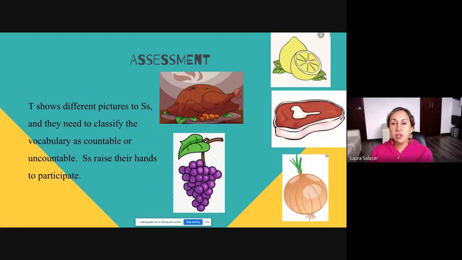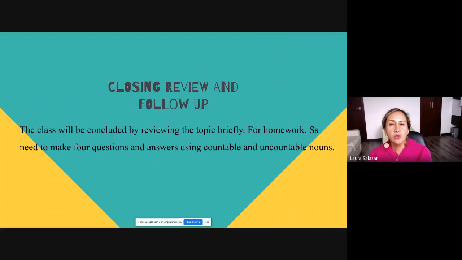If they don't understand something, they can ask questions in this part, and she can also review a little bit more if they need to, if something is not clear. And for the closure, review and follow-up, the class will be concluded by reviewing the topic briefly. And for homework, students need to make 4 questions and answers using countable and uncountable nouns.